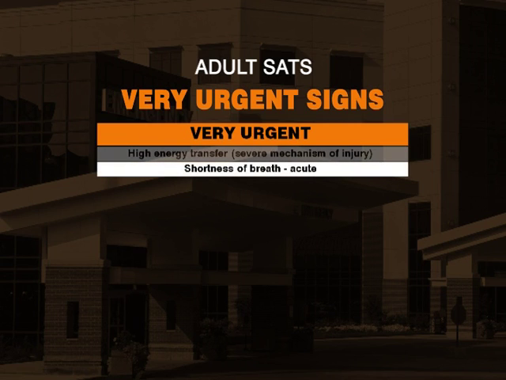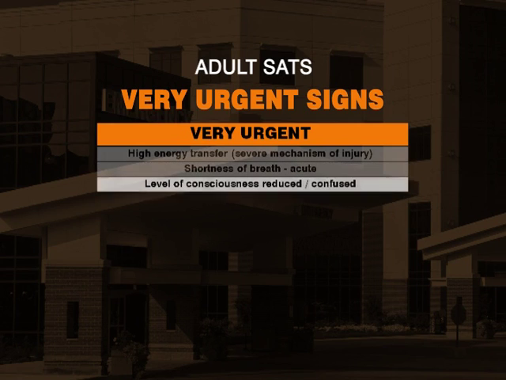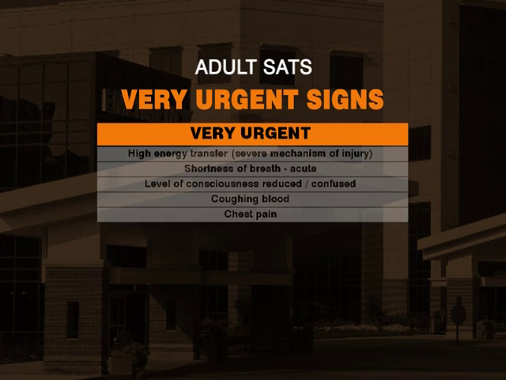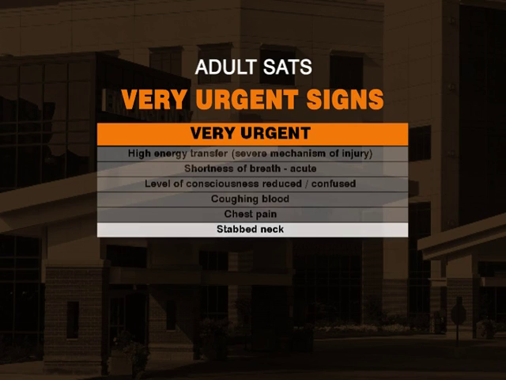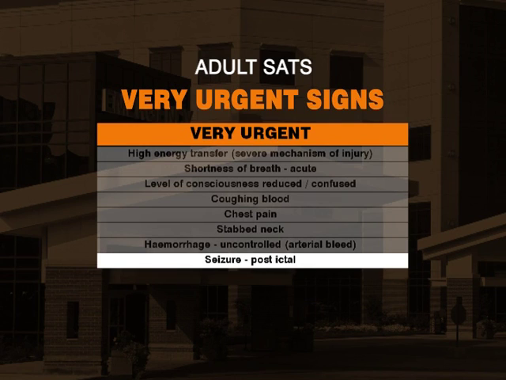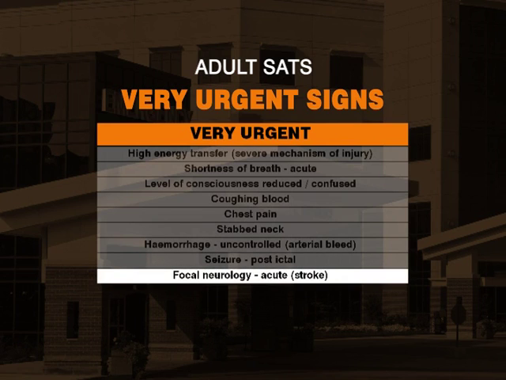shortness of breath acute, and a level of consciousness reduced or confusion. Coughing blood, chest pain, a stabbed neck or chest, hemorrhage uncontrolled. This would be an arterial bleed. Seizure postictal. This refers to a patient who has had a recent seizure but is not fully alert. Focal neurology acute, including a stroke or a new onset of a left or right-sided weakness.